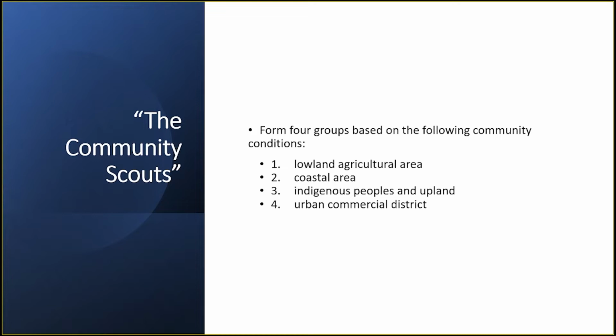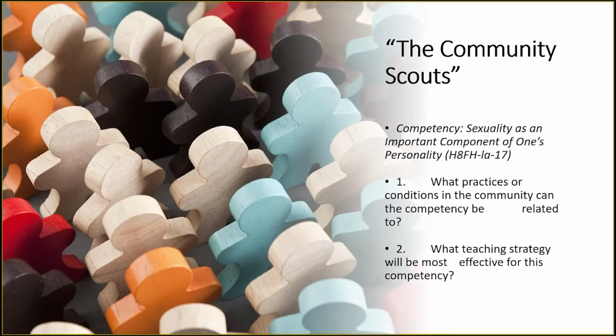if we do this in groups, but we don't need to do that anymore. When we look at this competency, the competency here is sexuality as an important component of one's personality. This involves a lot of questions, like what are the practices or conditions in the community the competency can be related to? If you have a competency like sexuality as an important component of one's personality, then you need to understand it's talking about sexuality and how it is important in one's personality. Then you need to understand what are the practices in the community that the competency can be related to. Because when you contextualize, you want it to be something that is relatable to the learners.